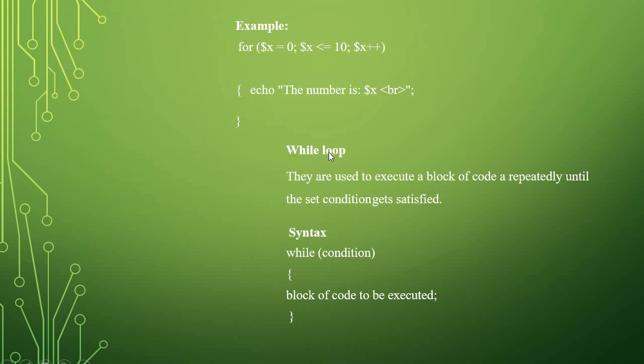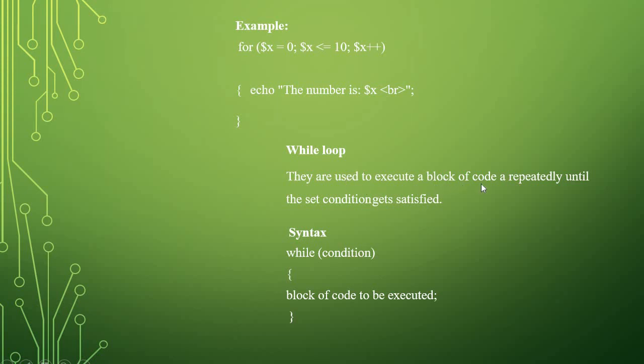For example, for $x equal to 0, $x less than or equal to 10, $x plus plus. If you want to print all the x values, you can write echo "the number is $x". So from 0 to less than or equal to 10 means the values 0 to 10 will be printed using these simple lines. Then we move on to the while loop.